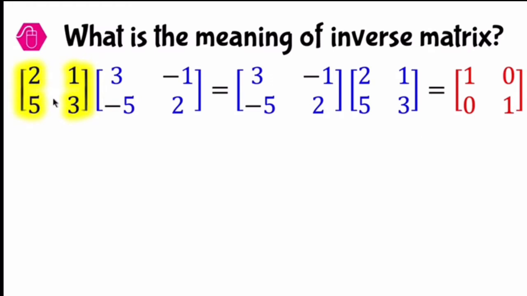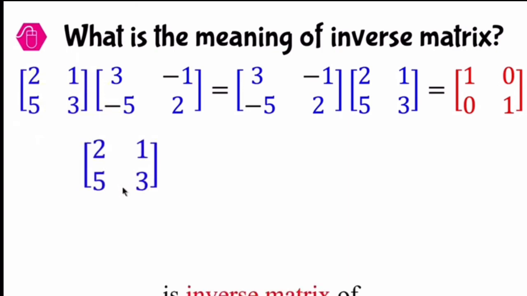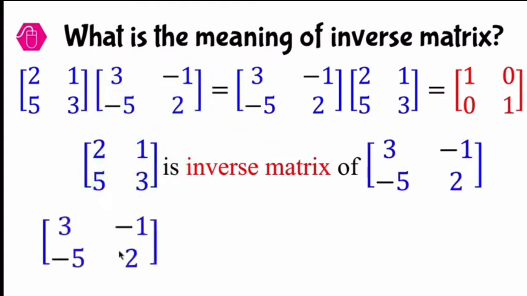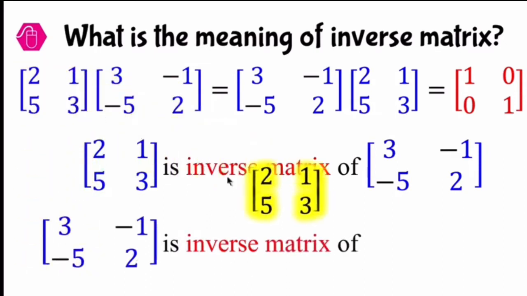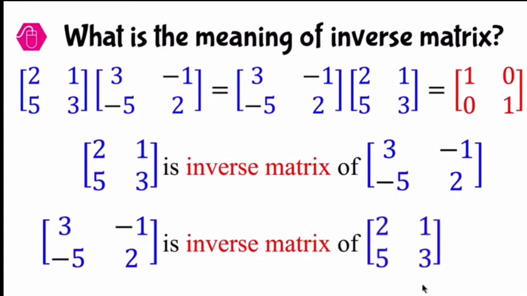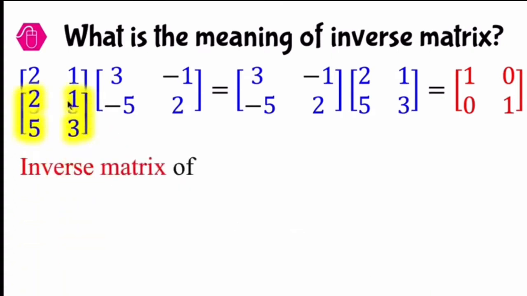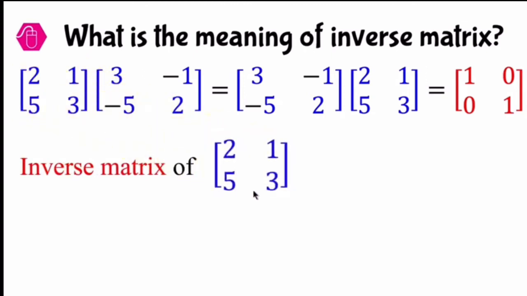Let's say we have a matrix [2, 1; 5, 3] and this is an inverse matrix of [3, -1; -5, 2]. And in fact [3, -1; -5, 2] is also the inverse matrix of [2, 1; 5, 3]. The two matrices, when you multiply, will produce [1, 0; 0, 1], which is the identity matrix. So the inverse matrix of [2, 1; 5, 3] is actually [3, -1; -5, 2].